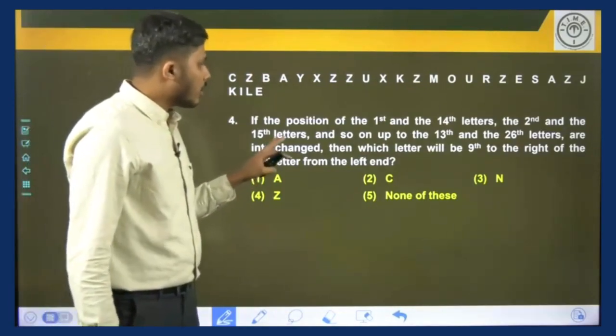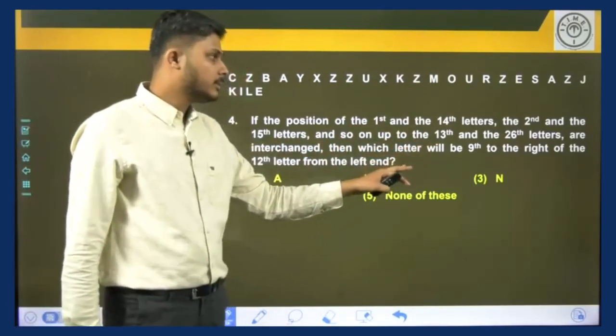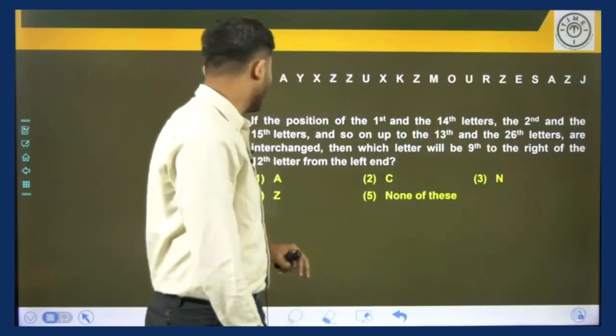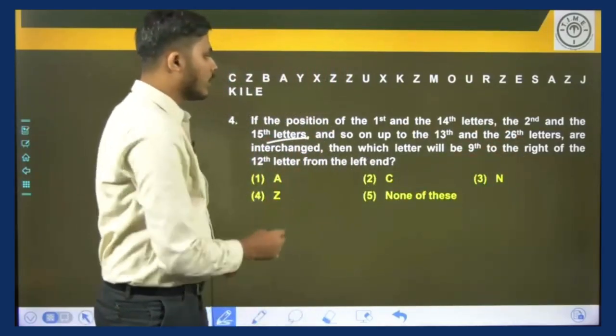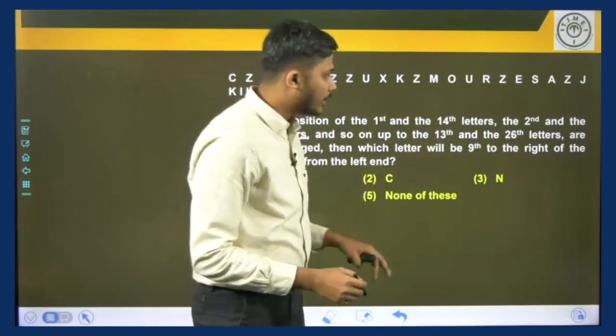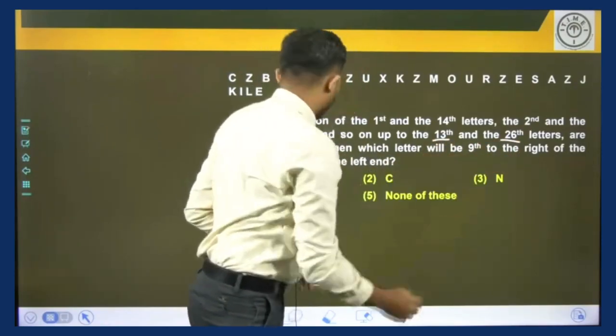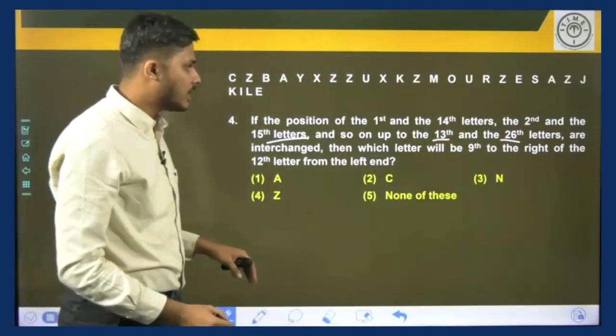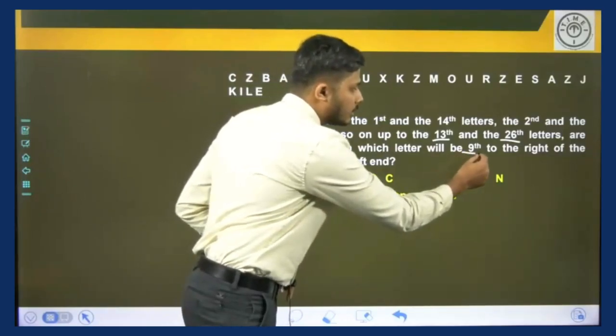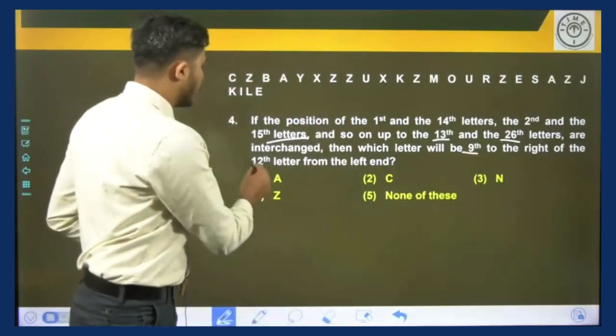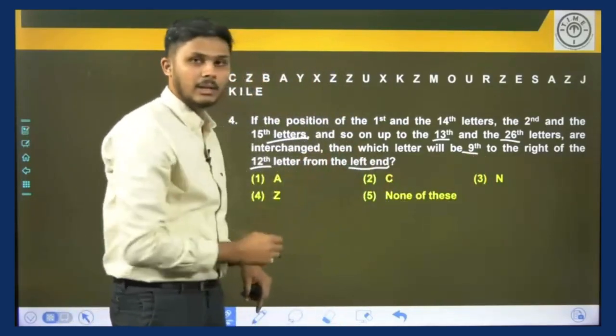If the positions of the first and the 14th letters and the second and the 15th letter and so on up to the 13th and the 26th letter are interchanged, then which letter will be 9th to the right of the 12th letter from the left hand?